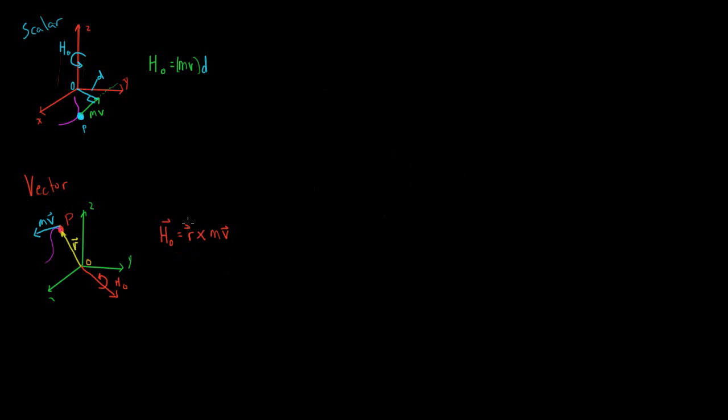And we start with the equation we just found for angular momentum. So this h naught, or the angular momentum, is equal to a position vector r crossed with a mass times a velocity vector. And let us take the derivative of both of these sides with respect to time. So the derivative of the angular momentum with respect to time is going to be equal to the derivative of this cross product with respect to time.